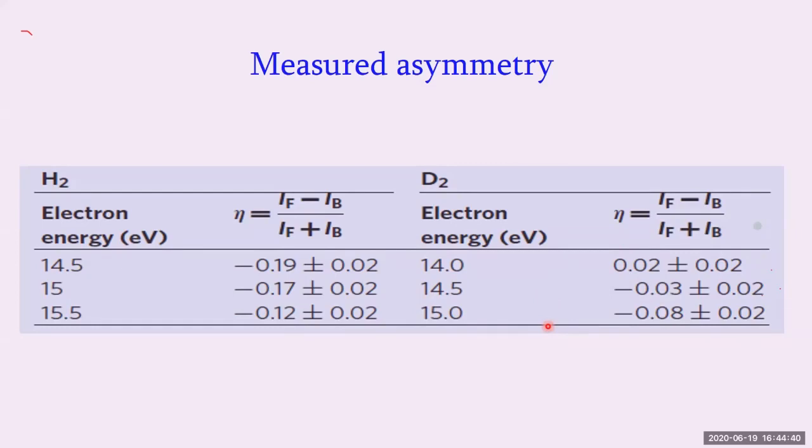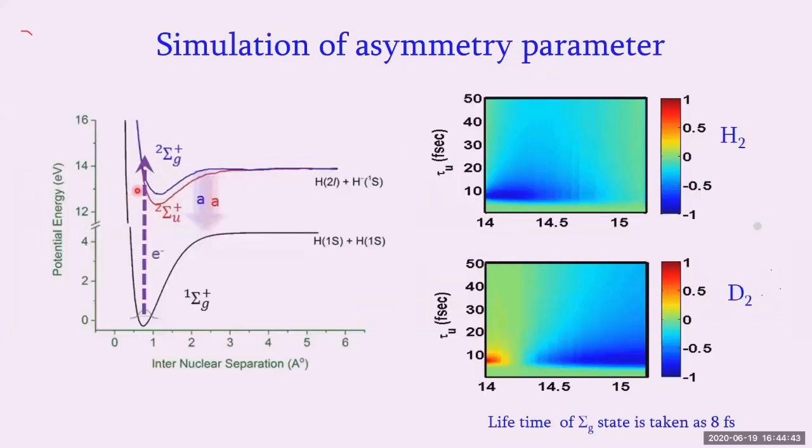So now let us look at a different set of potential energy curves, which again we have taken from the literature. We have kept the same sigma u state, but taken a different sigma g plus state, and the lifetime is taken as 8 femtosecond. We again model the asymmetry parameter using the same type of calculation. So again, as a function of the lifetime of the sigma u state, we get a variation with energy in the asymmetry parameter in this form for H2 and in this form for D2.